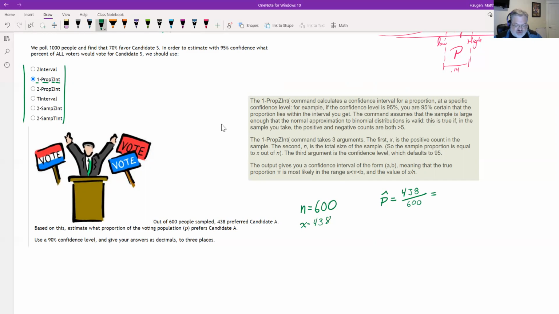Based on this, estimate the proportion. I'm going to first do this like we had been doing it. Okay. Fair? Based on this, estimate the proportion of voters of the entire population, so that's our confidence interval, that prefer candidate A, and we've been told specifically to use a 90% confidence level. Okay, why not? So what is this proportion, just so we've got that value?